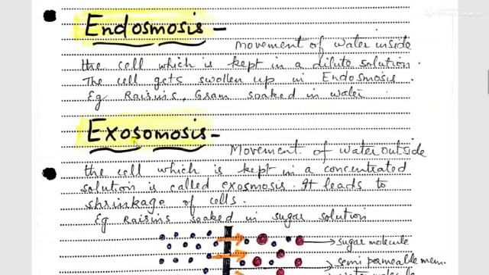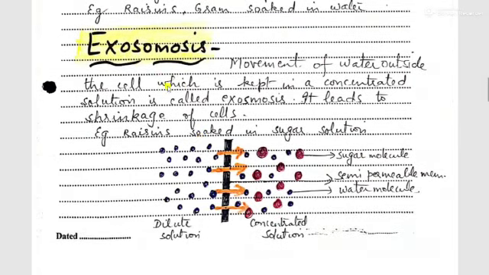Second is exosmosis. As the name indicates, in exosmosis the water comes out of the cell. So how can we define it? Movement of water outside the cell which is kept in a concentrated solution is called exosmosis. It leads to shrinkage of cells. If a cell is kept in a concentrated solution, a thick solution, there is less water in it, so what will happen? Inside the cell water is more, so water will come out of the cell and slowly the cell gets shrunk.